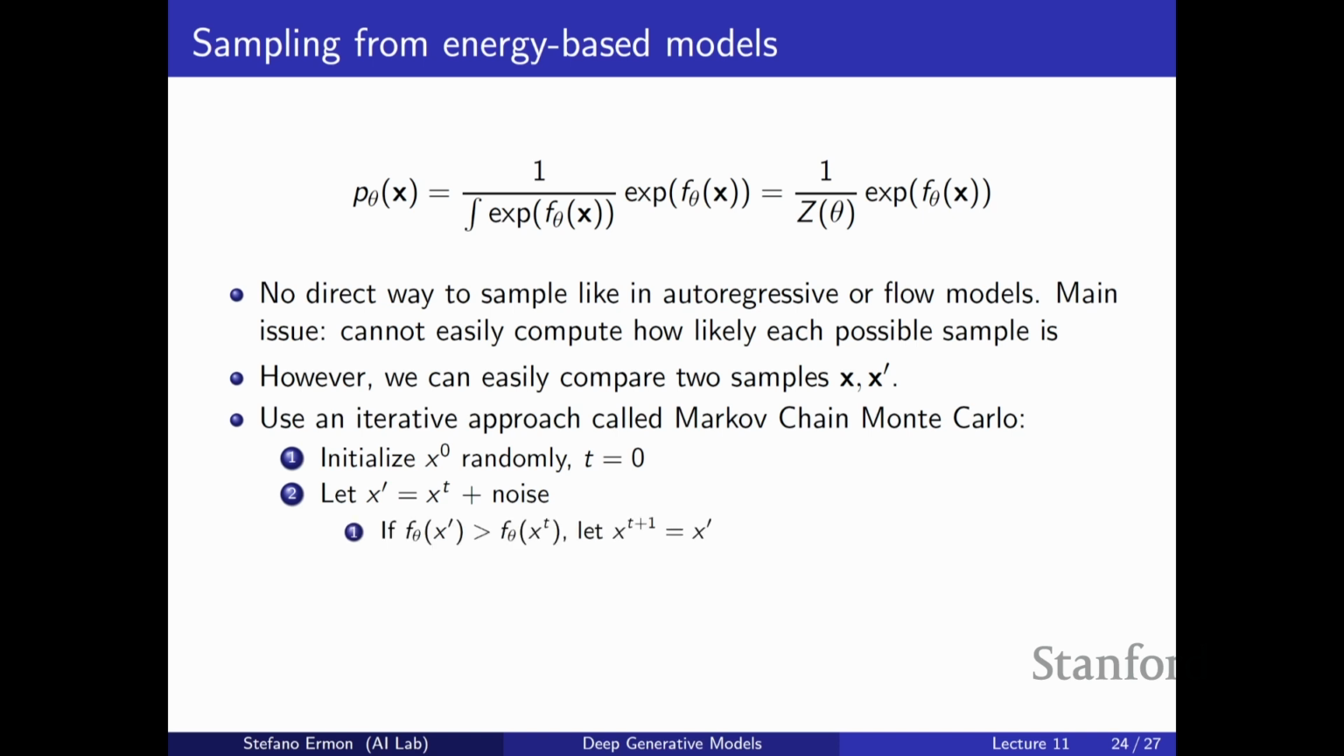And it could be as simple as adding some noise to what you have right now. And then if what you get by perturbing your sample has higher probability than what you started from, which we can do, we can do this comparison because we don't need the partition function to compare the probability of x prime with what we have right now with xt, then we update our sample to this new candidate x prime.